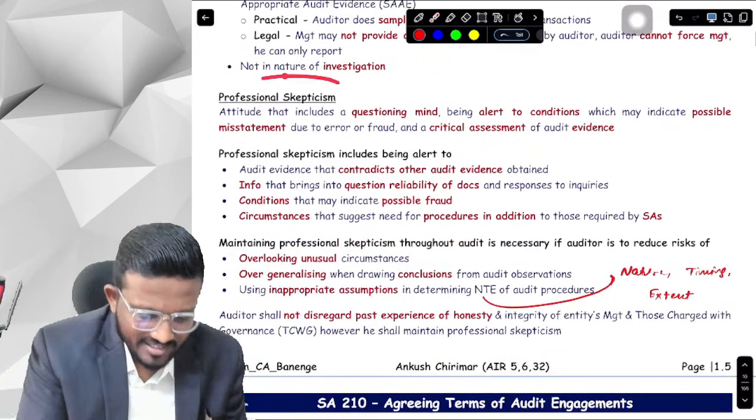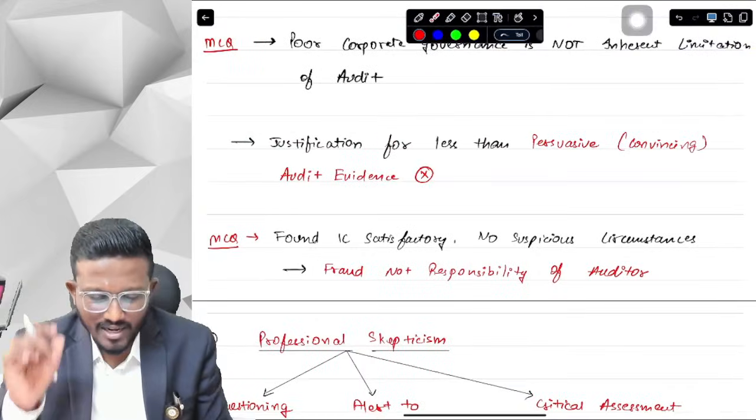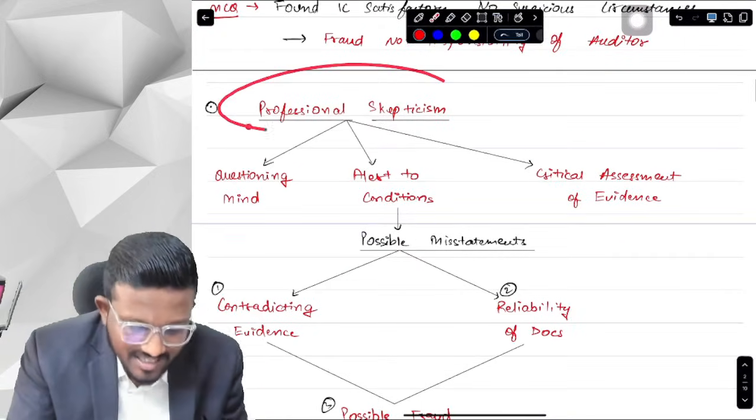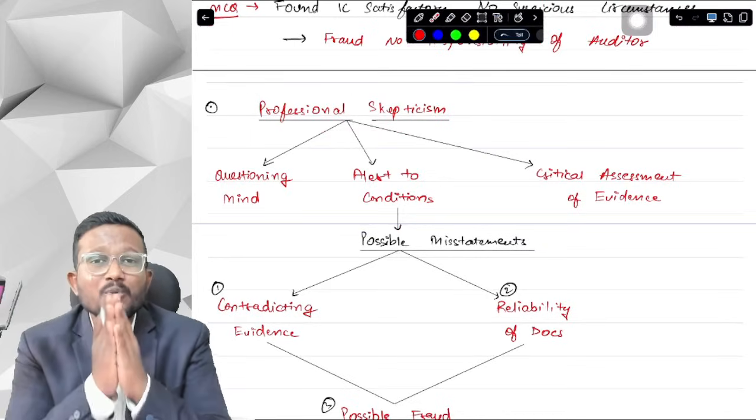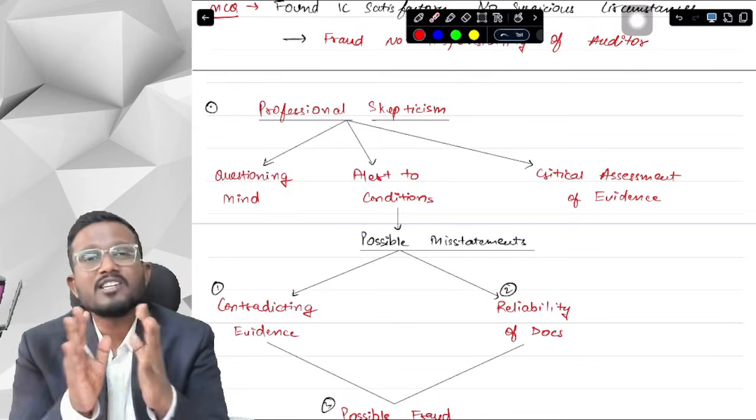The last topic of SA 200 is professional skepticism. Now, what is professional skepticism? It says that we have to maintain a questioning mind. What does a questioning mind mean?